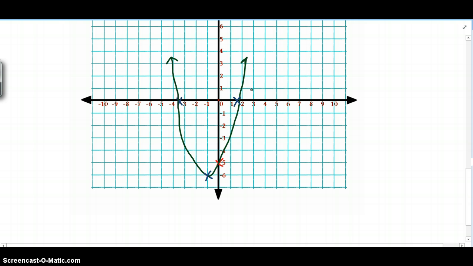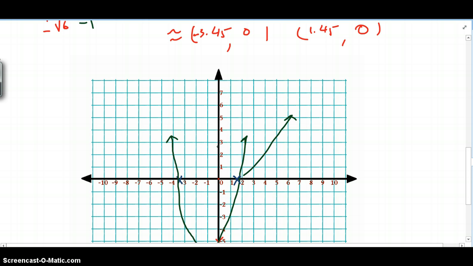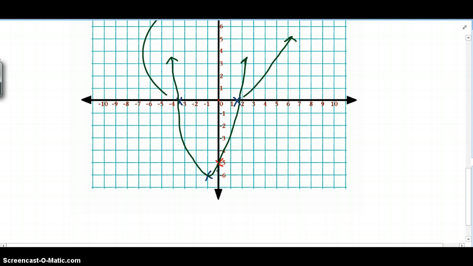Okay, that's the best I can do at this stage. Make sure you label these points as such. So this is minus that, this is that, and this point right here is your turning point, which is (-1, -6).